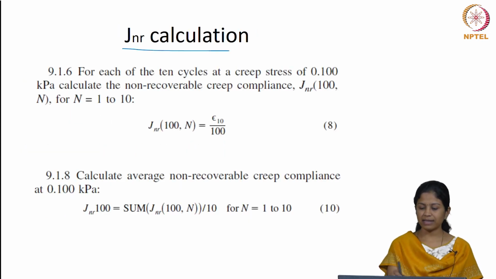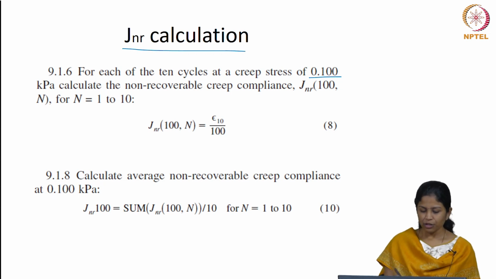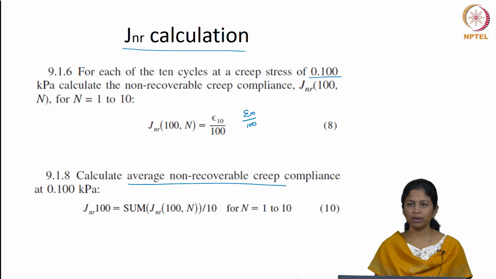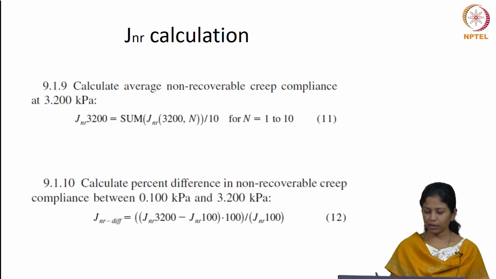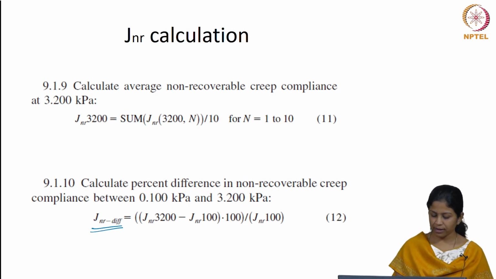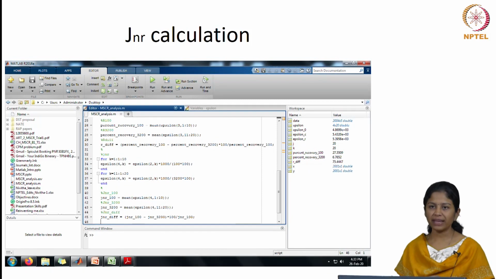So, this JNR is calculated separately for the two different stress levels, as we have mentioned earlier. We calculate JNR as epsilon 10 divided by 100. That is how this is calculated, and we average it out to get the average non-recoverable creep compliance. This is for 100 Pascal shear stress and this is for 3200 Pascal shear stress, and we also calculate the JNR difference, which is JNR at 3200 minus JNR at 100, divided by JNR at 100, into 100 as a percentage.